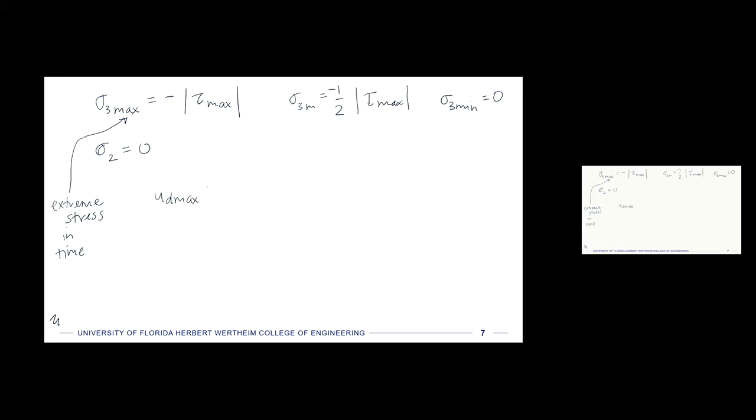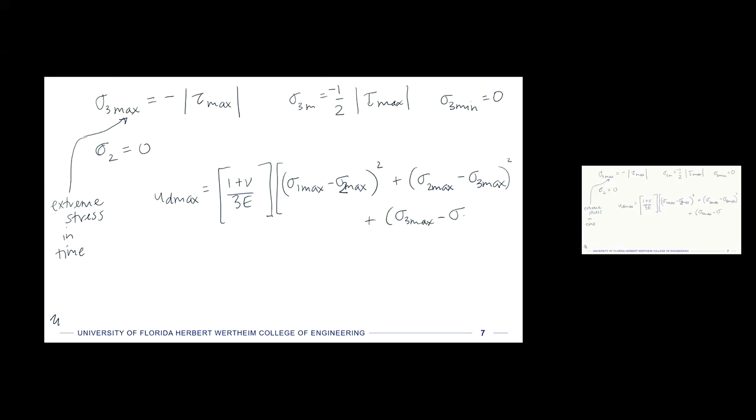UD max. All right, so we have our coefficient out front. And then we have all of our combination of terms, right? So sigma 1 max minus sigma 2 max, square that. Then add on the other combination, sigma 2 max minus sigma 3 max. And sigma 3 max minus sigma 1 max.